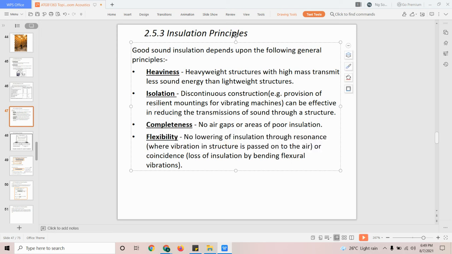And then next you have flexibility, so no lowering of insulation due to resonance or coincidence. Not much can be said about this.